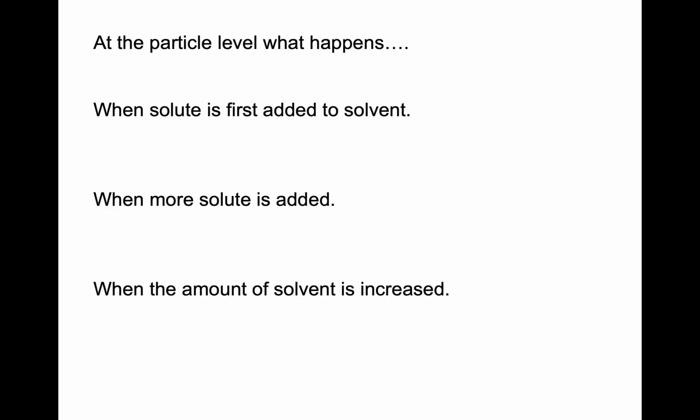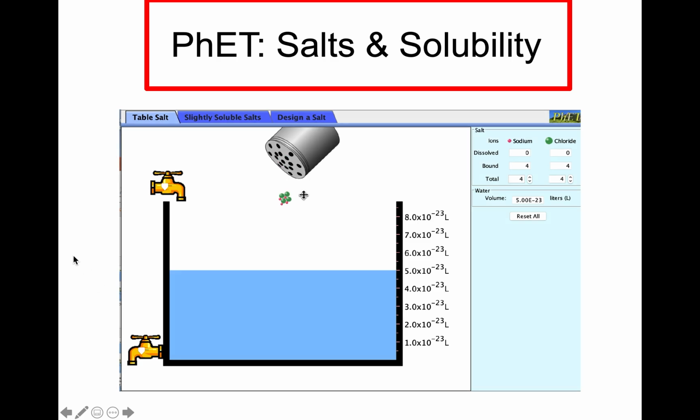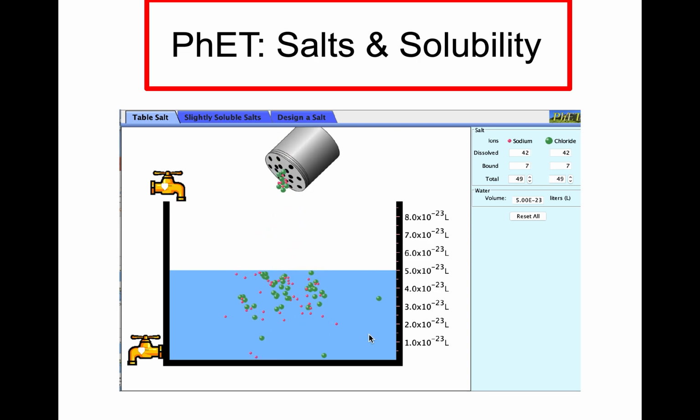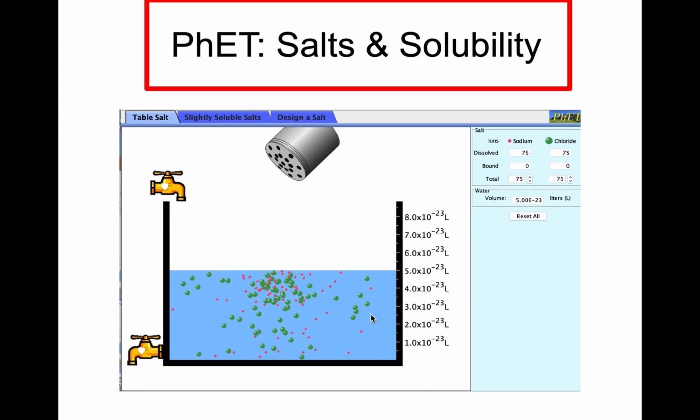Considering what happens then at the particle level, what takes place when the solute's first added, when more solute's added, and then what if the amount of solvent is increased? This PhET sim's great for that. Adding sodium chloride. This would be an example of the sim where you can have quite a bit of the solute dissolve. Will we ever reach a maximum?